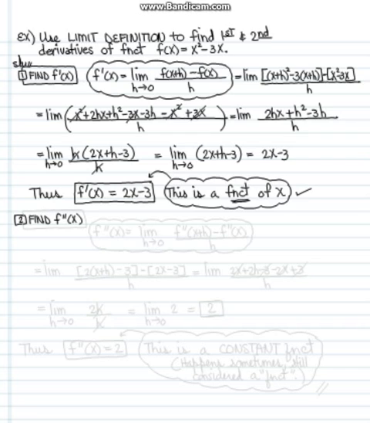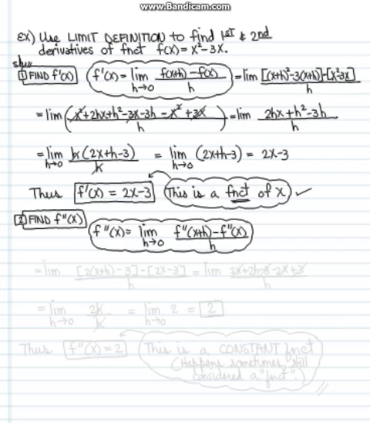We're going to find f double prime of x. By the limit definition, f double prime of x is equal to the limit as h approaches 0 of f prime of x plus h minus f prime of x over h. Those are double primes on the screen. Those are errors. That should be f prime of x plus h minus f prime of x. So please make that correction.